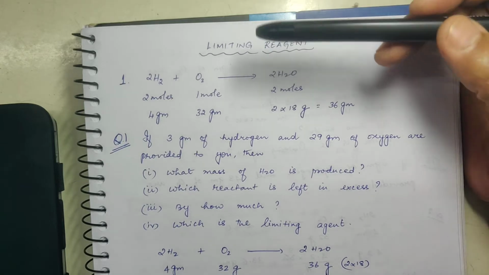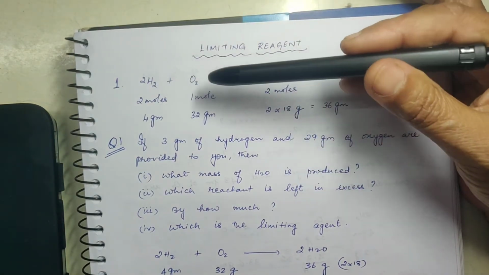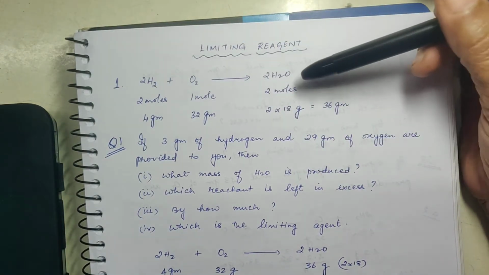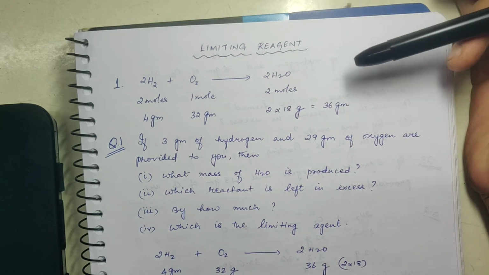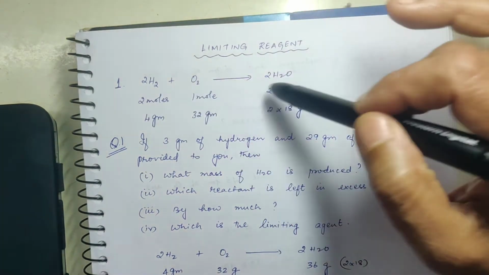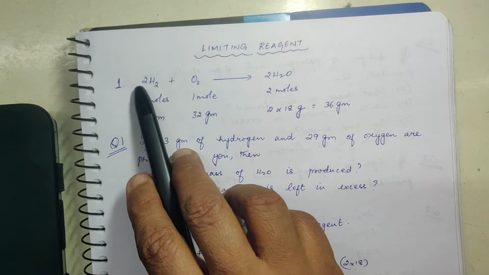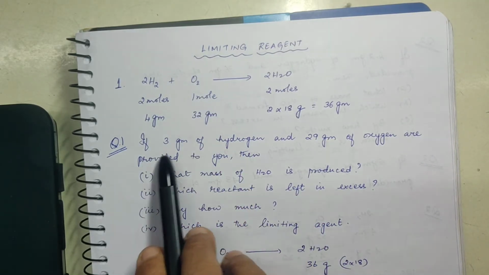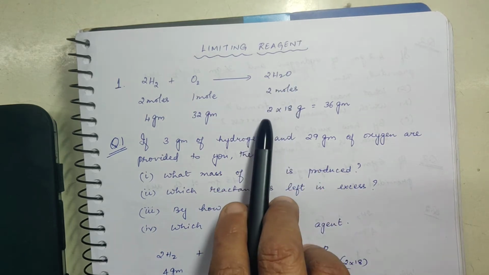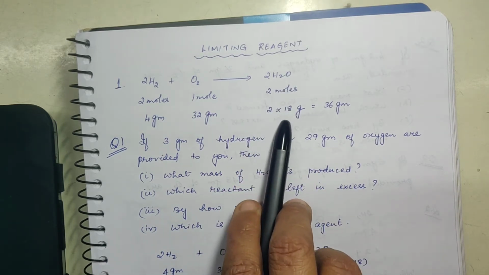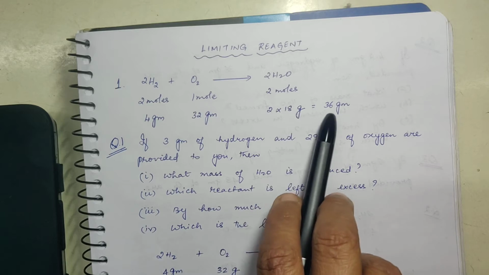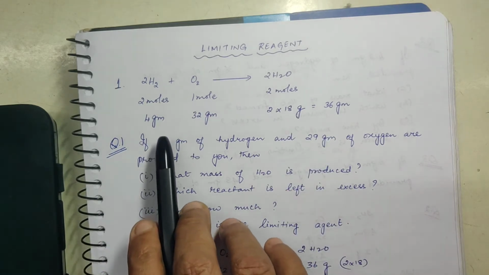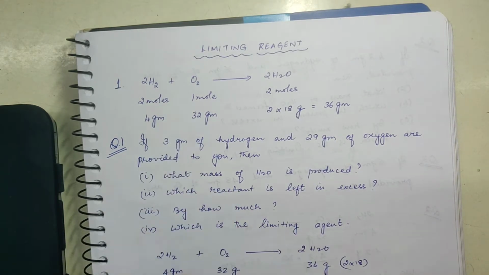Now the question is, 2 moles of hydrogen is reacting with 1 mole of oxygen to give you 2 moles of water. Right? Now according to this balanced equation, 2 moles, so 4 grams, 1 mole of oxygen is 32 grams, and it is giving you 2 moles of water, so 2 into 18 grams. 18 is the molecular mass of water, 36 grams. So it is combining in the ratio of 1:8.